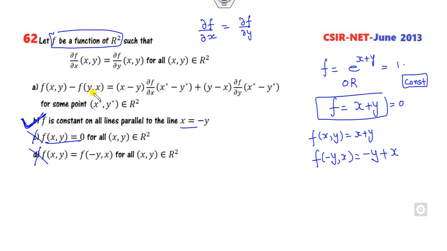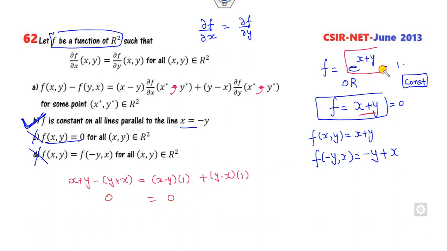F of xy is minus f of, so if I consider this as a function, x plus y, this is y plus x, is equal to partial derivative by 1, sorry, this is a comma, plus y minus x of 1. So clearly 0 is equal to 0, satisfied.